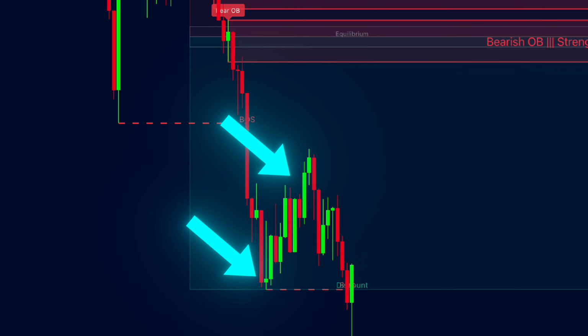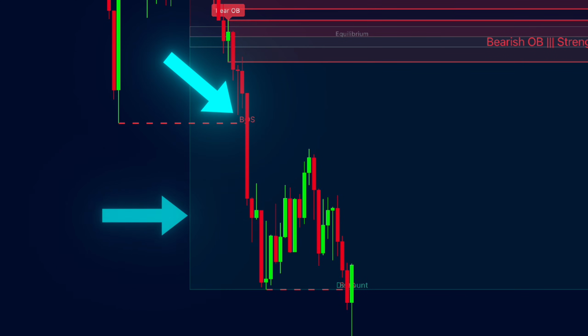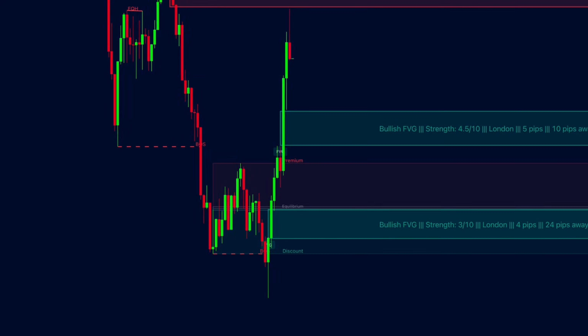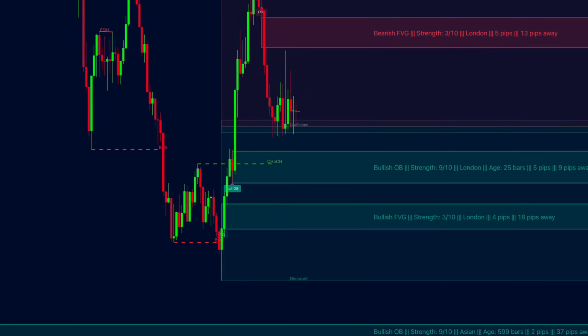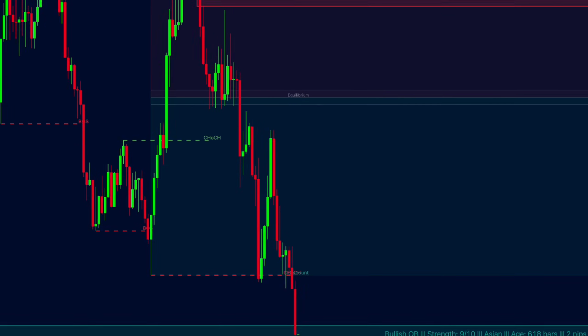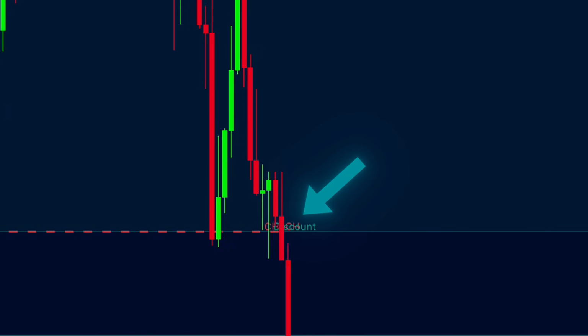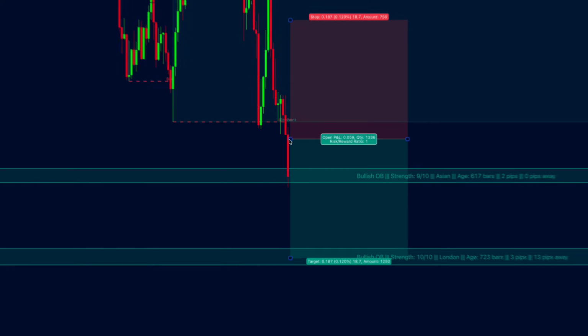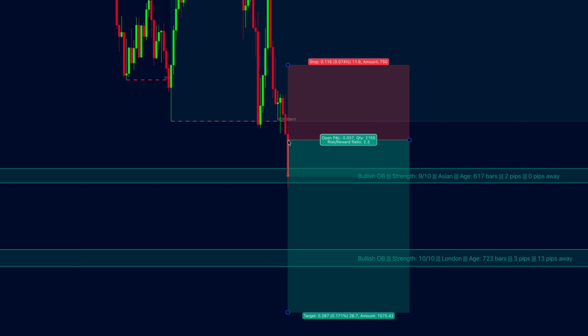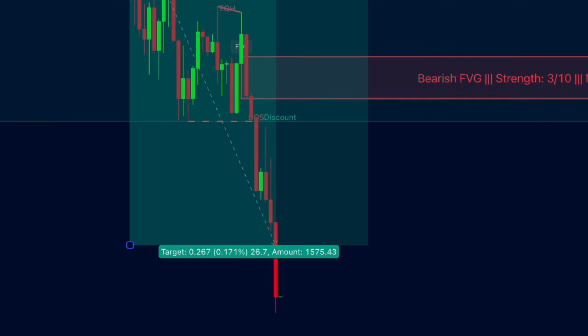Short setup. Now flip the logic. You want lower highs and lower lows, with BOS printing down. Price must be in the premium zone. Wait for price to pull back into a bearish order block or fair value gap inside premium. Once price taps the zone, drop to a lower time frame. Wait for a CHOCH to the downside. When that candle closes, enter the short. Stop loss goes above the zone. Targets are equal lows, previous lows, or the next bullish order block.